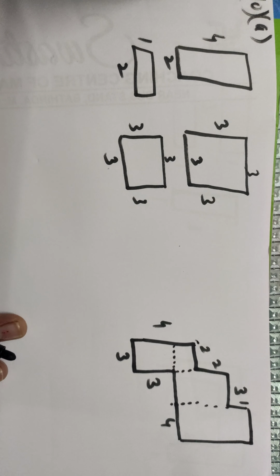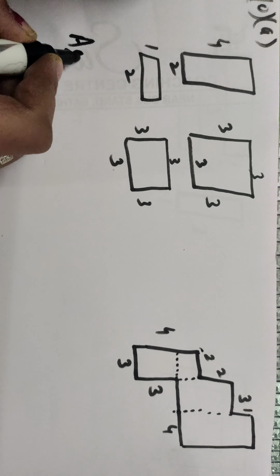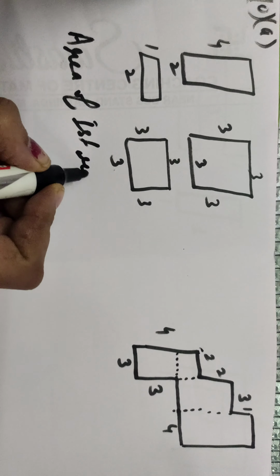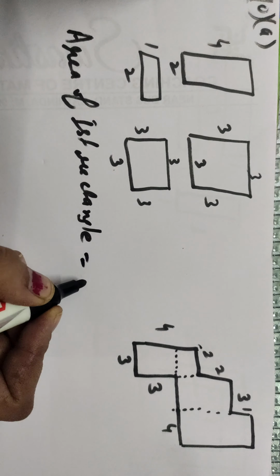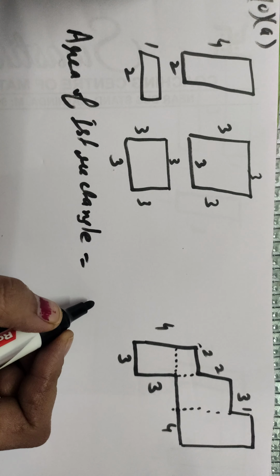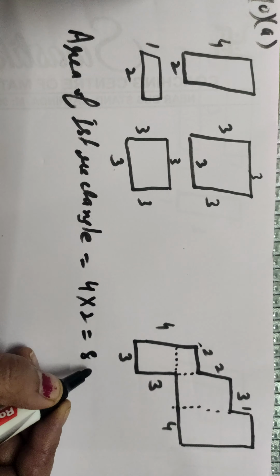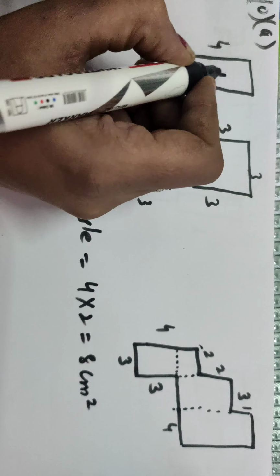Now see beta, when we find the area of first rectangle, it's equal to area of rectangle. We know that length into breadth, so it is 4 into 2 is equal to 8 centimeter square. Now this is the first figure.